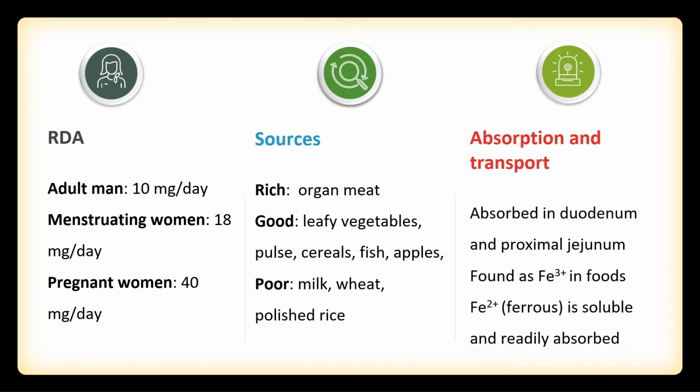Iron is absorbed in the stomach, duodenum, and proximal jejunum through an active transport mechanism. Most of the foods contain the ferric form of iron, but the ferrous form is most soluble and it is readily absorbed. Let's see how the absorption of iron takes place and how the storage is carried out. That is known as ferrokinetics.